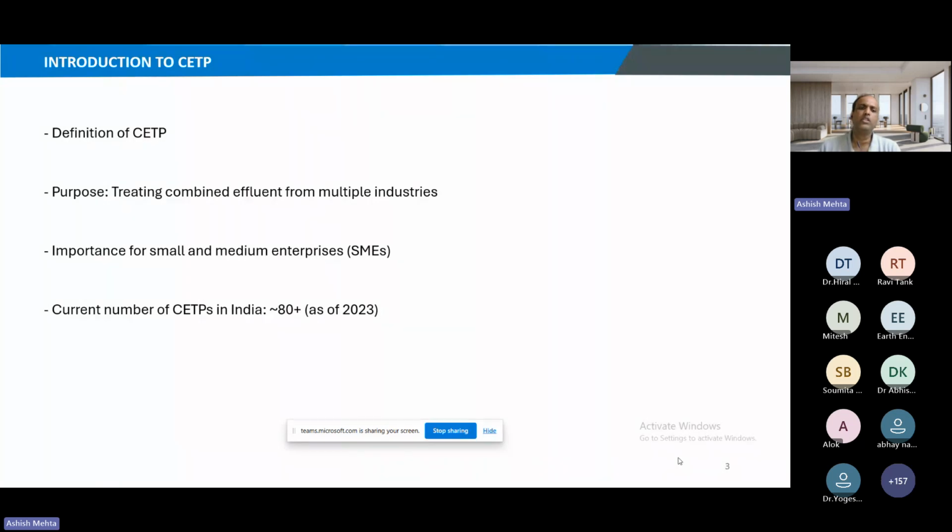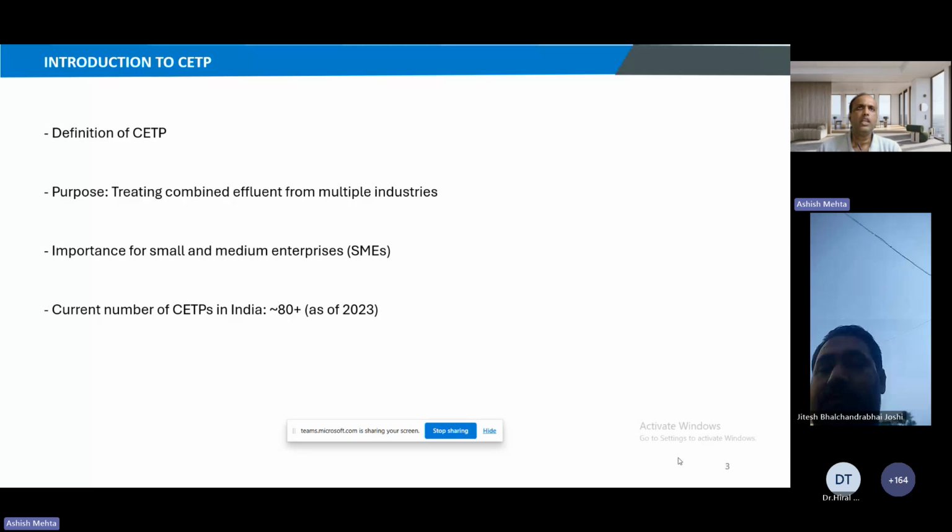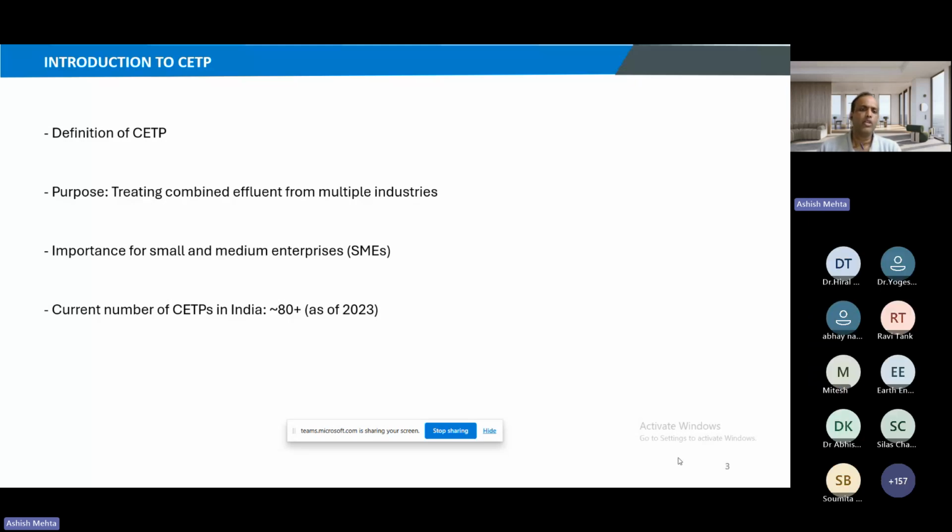So common effluent treatment plants are basically community-based projects which can cater to a number of industries present in a cluster. Maybe they have a similar kind of industry sector or similar processes. So a common effluent treatment plant basically supports this kind of industries. Currently in India, we have more than 80 CETPs, large and small, catering to different industrial sectors. Also, there are a number of STPs. They are also providing this kind of community projects, but for a different application.